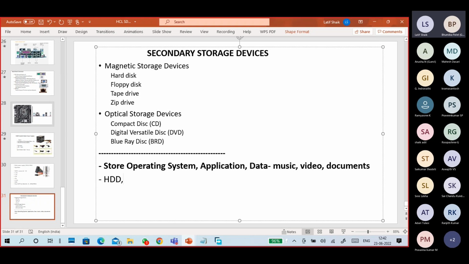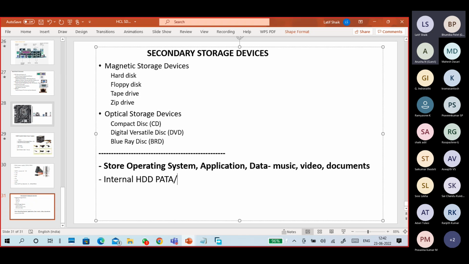Hard disk. Normal hard disk. We have an internal hard disk. People will ask, sir, is it an internal hard disk or an external hard disk? It is a hard disk. Earlier days it was internal hard disk only. Nowadays, data which is not required to be stored in our physical machine, we can store in an external hard disk.